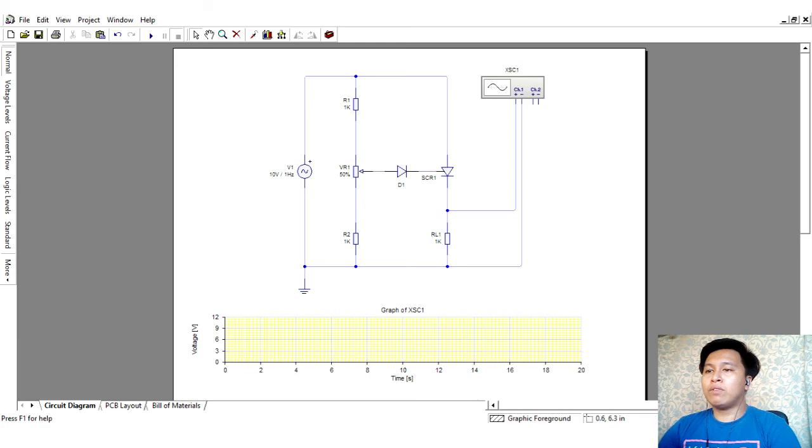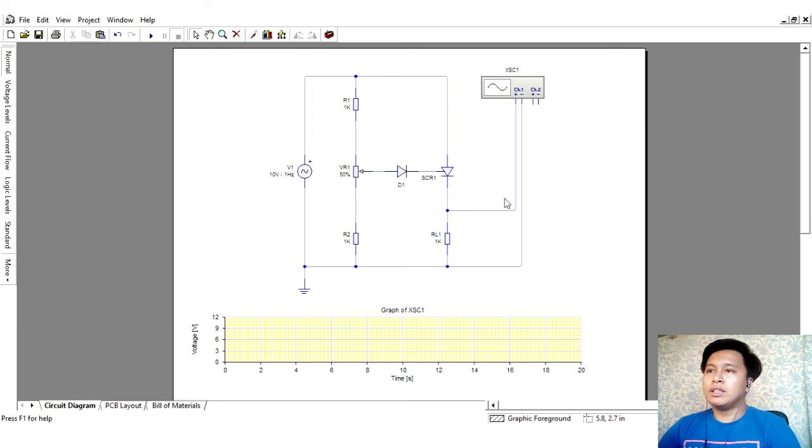The diode is provided to protect the SCR gate from the negative voltage that would otherwise be applied during the negative half cycle of the input. It can be seen from the circuit diagram that I have just created that at the instant of turning on the SCR gate, current flows through RL and the diode.